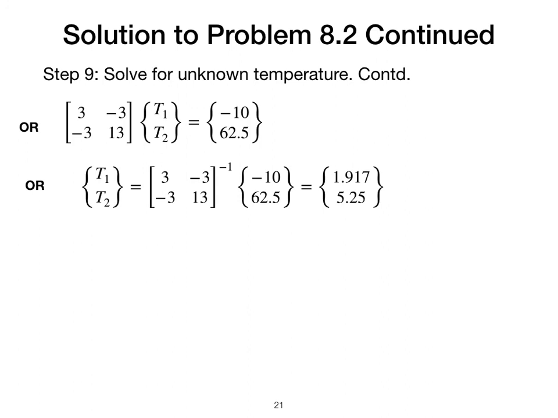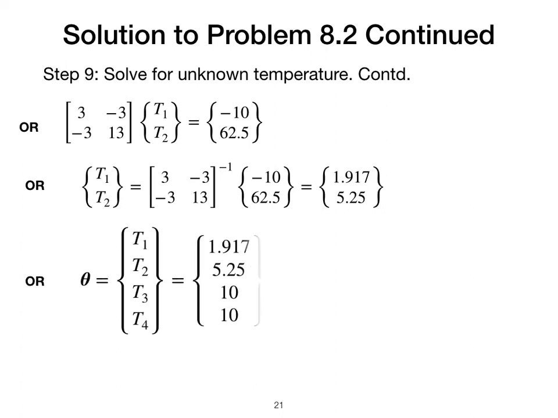In order to solve for T1 and T2, we have to invert the matrix as shown and multiply it by the vector, and the final values of T1 and T2 will be equal to 1.917 and 5.25 degrees Celsius respectively. So the temperature vector theta is known now, that is, theta equal to a vector containing 1.917, 5.25, 10 and 10 as members.